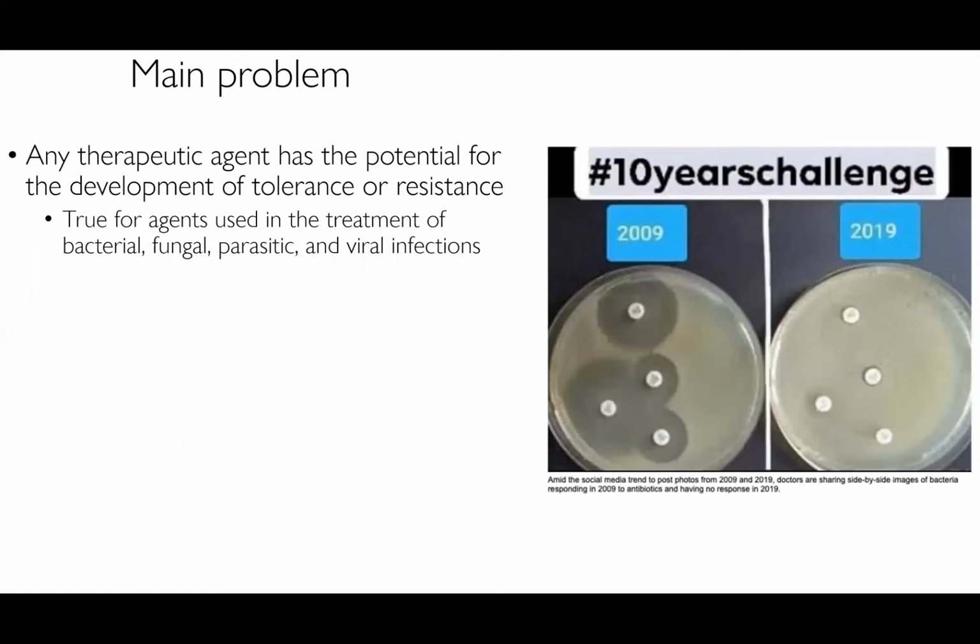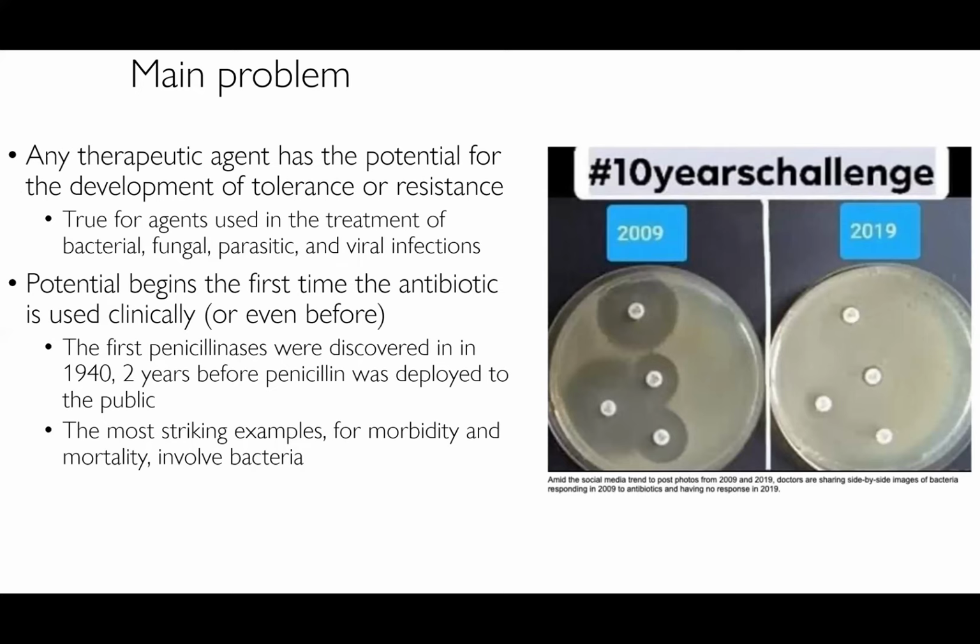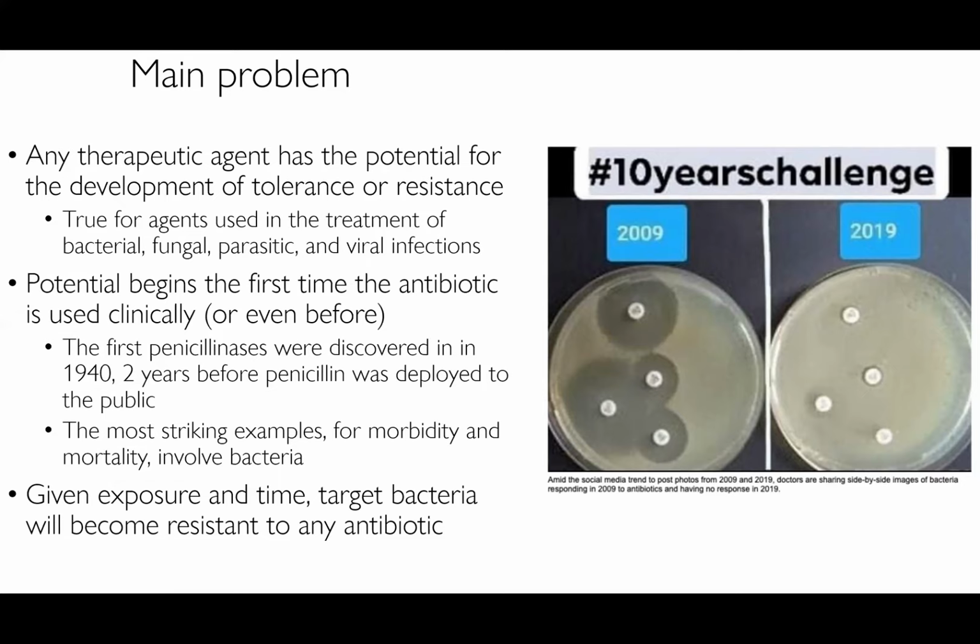The problem here is that for any therapeutic agent, the bacteria have the potential to develop resistance or tolerance. Remember that bacteria grow fast, they adapt quickly. This is true for bacteria, but also for fungal, parasitic, and viral infections. The potential for immunity to an antibiotic or vaccine begins the very first time it is used clinically, or potentially even in the environment before that. For instance, the first enzymes to tackle penicillin, called penicillinases, were discovered in 1940. This was 2 years before penicillin was deployed to the public. Ultimately, given enough exposure and time, target bacteria will become resistant to any antibiotic.